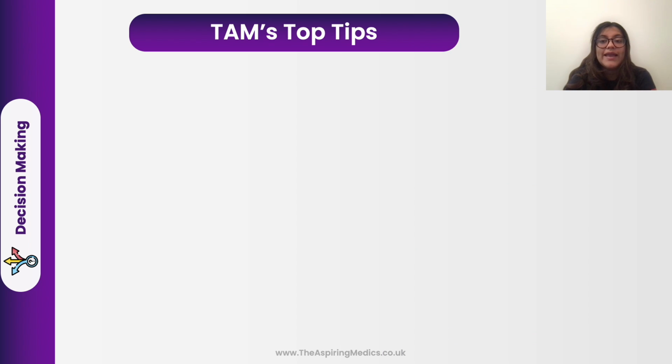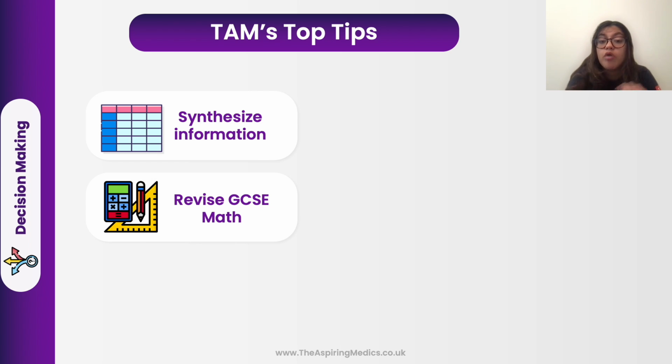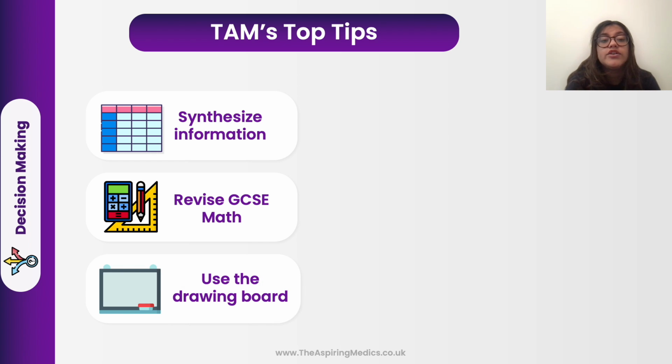Finally, I just wanted to end with some top tips for the decision making section. First off, synthesize information, make tables, make a list of things that you know. Do anything to understand what the question is giving you in terms of information so that you can answer the questions more effectively. I would also say revise GCSE math, especially with the probability questions, knowing the theory and concepts behind probability and then being able to solve them. Also, Venn diagrams come up a lot. Third is to use the drawing board either to synthesize your information, make tables, or write down calculations that you think might be useful in the future.